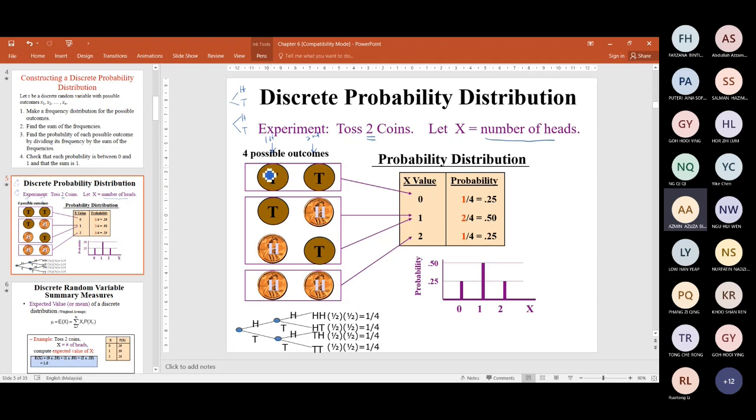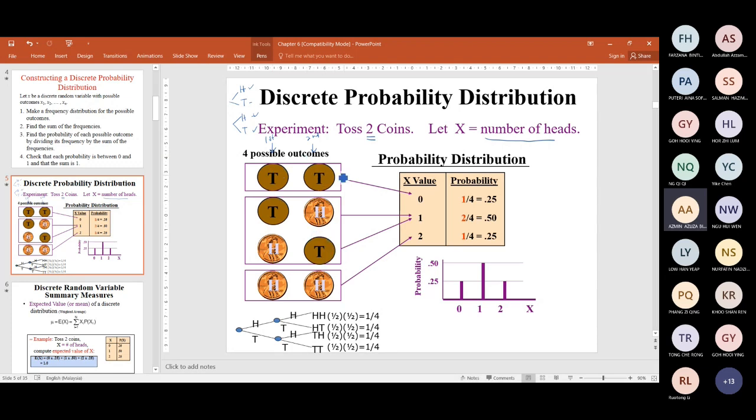So when you toss a coin, let's see, first you get tail. You toss the second coin, you get tail again. Another possible outcome: first you get tail, second one you get head. The third one, you may get head first and the second one is tail. Or the first coin you get head, second coin also head. So only these 4 possible outcomes. You don't have any other outcomes.